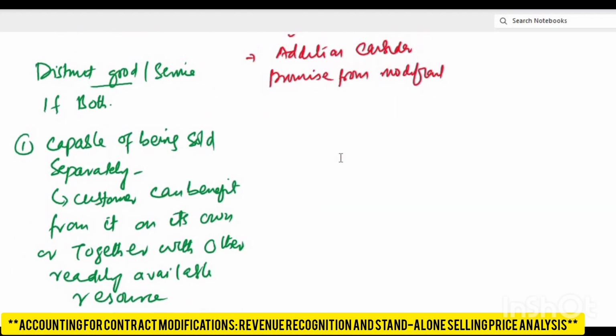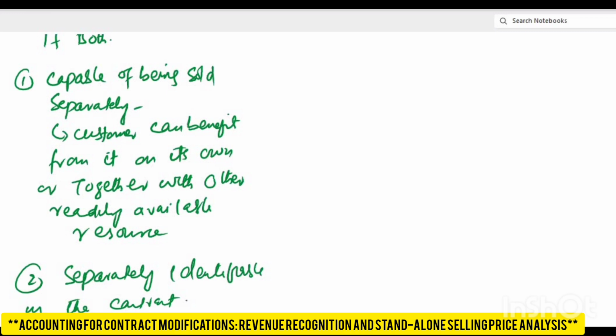Let me explain it in more detail here. So what do you do? First you have to calculate the unrecognized transaction price. You have to calculate this, and for that what do?